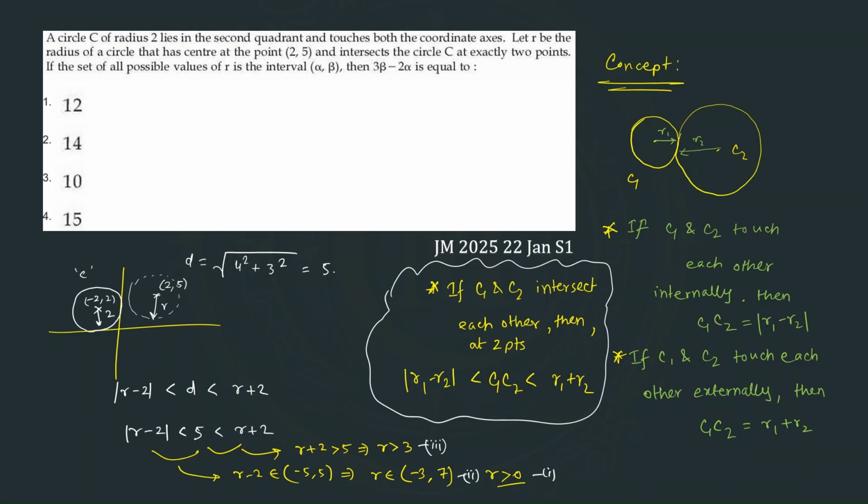That means our answer will be the intersection of all three criteria. So our answer will be R belongs to the open interval (3, 7). So we can clearly say this 3 is our alpha and 7 is our beta. So 3 beta minus 2 alpha, which is 3 times 7 minus 2 times 3, that means 21 minus 6, that is 15. So option 4 will be the correct option in this case.